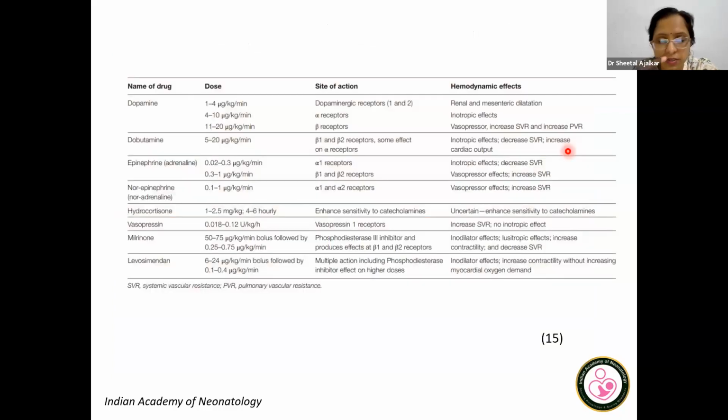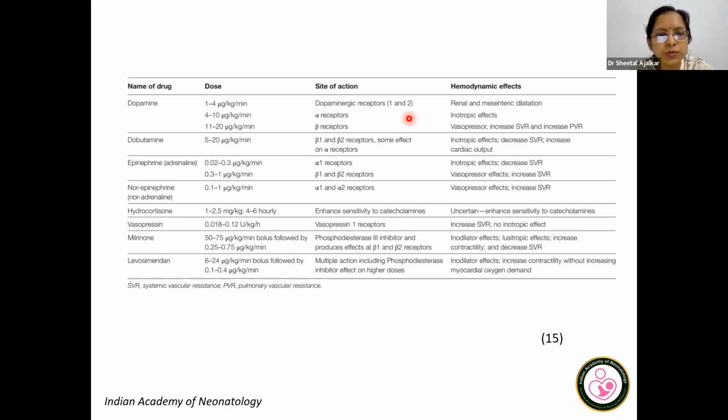Looking at the inotropes, we know that when the doses are different, the receptors which are stimulated go on changing. Dopamine, when given in a low dose, has been postulated to act only on the dopaminergic receptors 1 and 2, and it will cause renal and mesenteric dilatation. At 4 to 10, it will act on the alpha receptors and cause inotropic effects. At 11 to 20, the higher doses, beta receptors will be stimulated. It will have vasopressor effect, basically peripheral vasoconstriction, increase in SVR, and also increase in pulmonary vascular resistance. This is a drug we have to keep in mind: dopamine does cause increase in pulmonary vascular resistance, and the inotropic effect which we expect should be at 4 to 10 microgram per kg per minute.